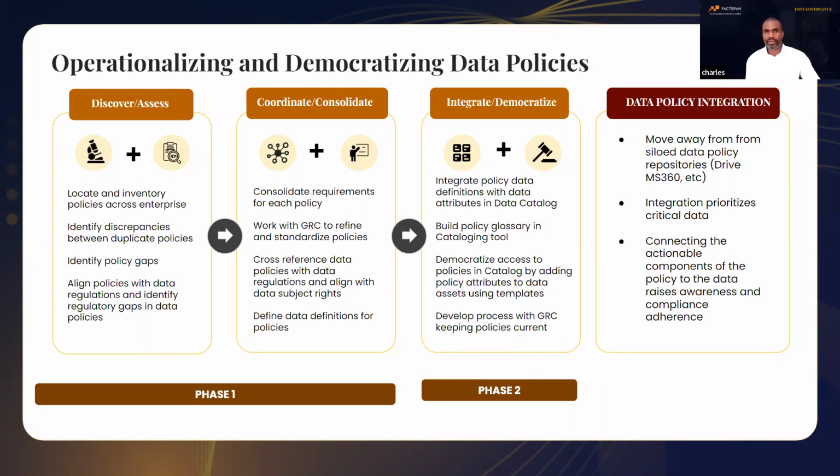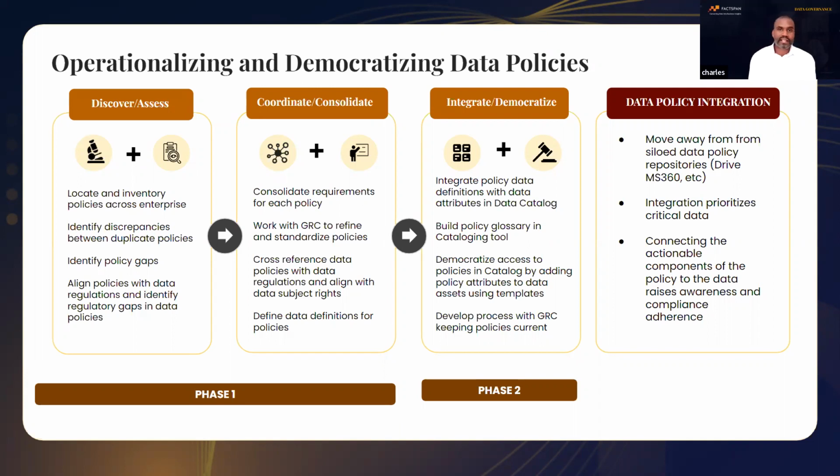So when moving away from siloed data policy repositories, integration is key, and you want to prioritize your critical data when you're trying to make sure that your policies are up to date, democratized, and attached to your data. So, making sure that those data elements that are going to be associated with a particular data regulation are the ones you want to focus on first. So your PII data mainly, right?